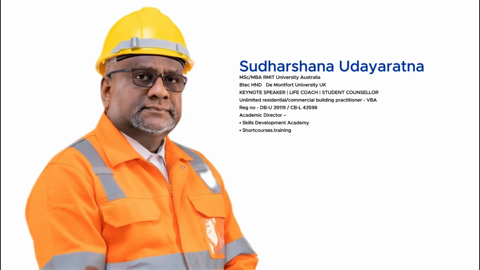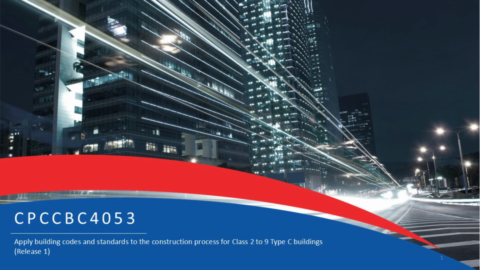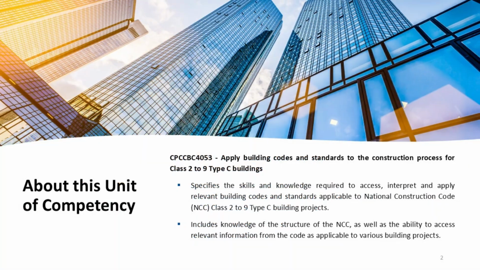Let's get started. Today, we're covering CPCCBC4053, Apply Building Codes and Standards to the Construction Process for Class 2 to 9 Type C buildings. Over the next 20 minutes, we'll focus on three key areas: classifying buildings, working out NCC compliance requirements, and identifying fire protection requirements. This unit is about being able to access, interpret, and apply the relevant building codes and standards for NCC Class 2 to 9 Type C projects.